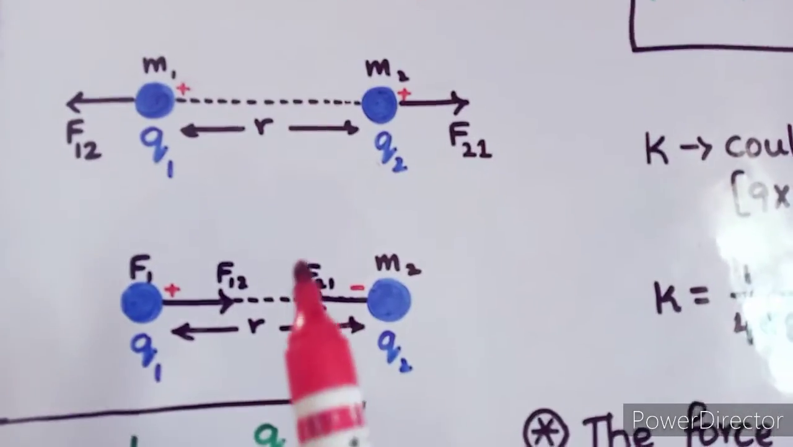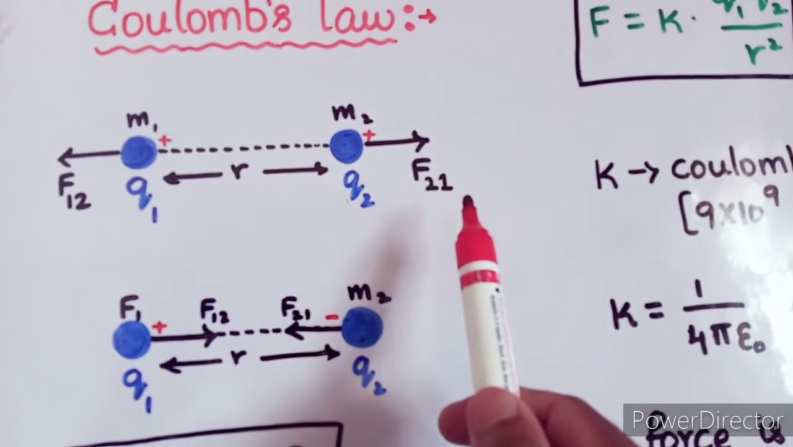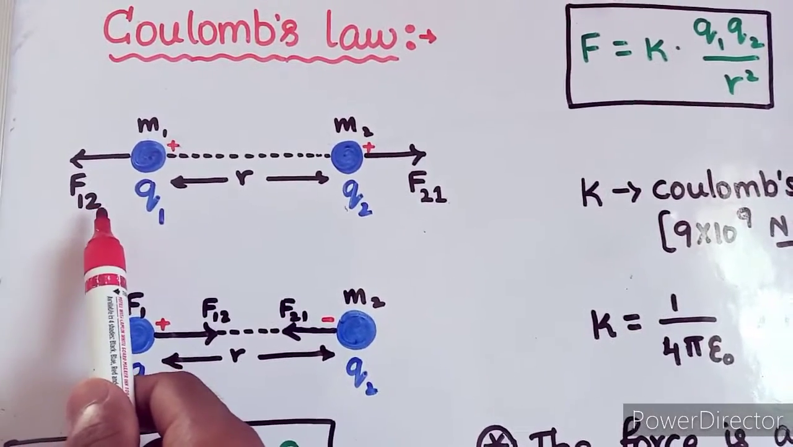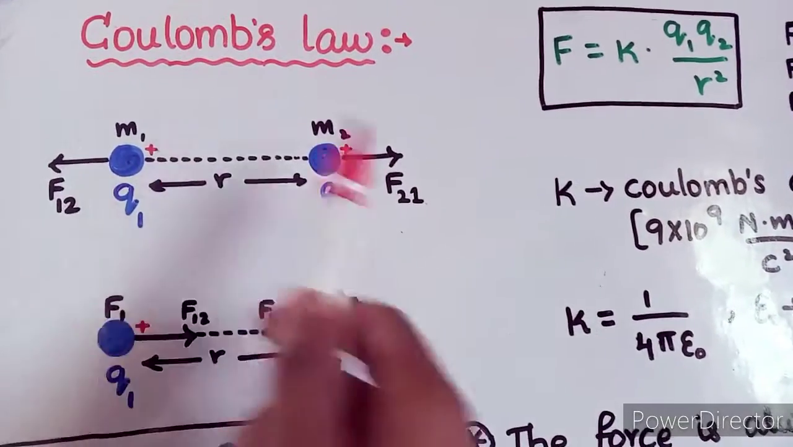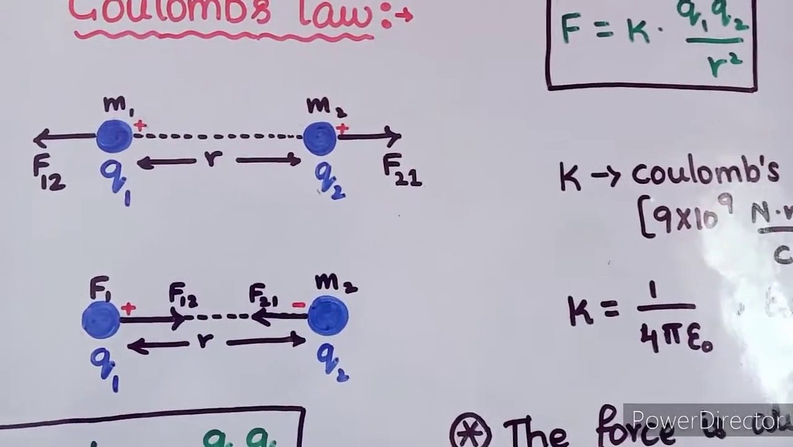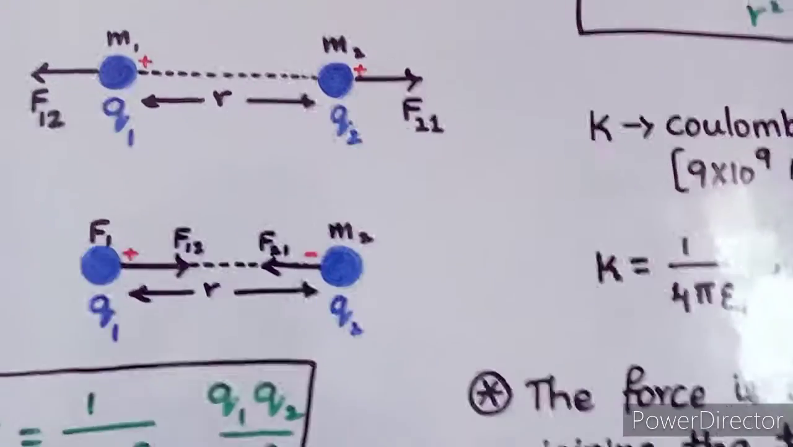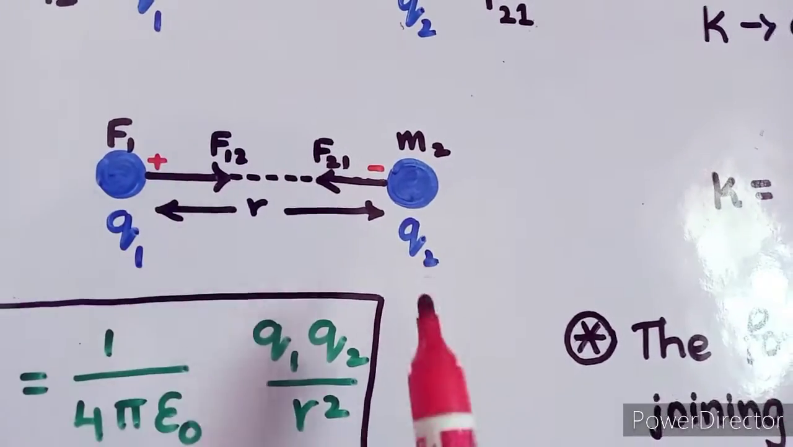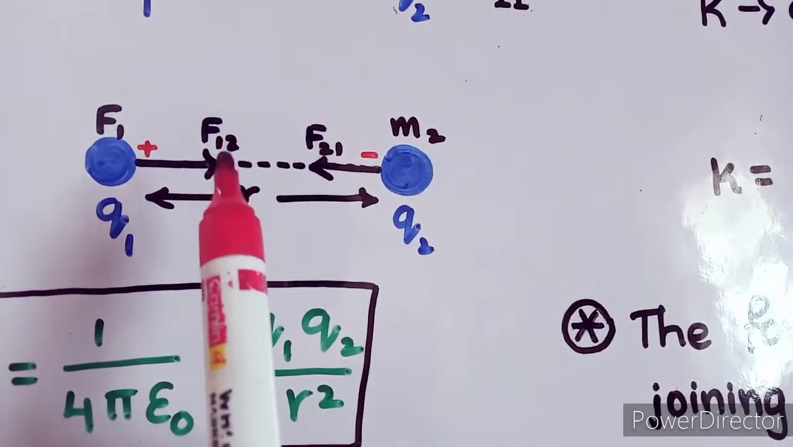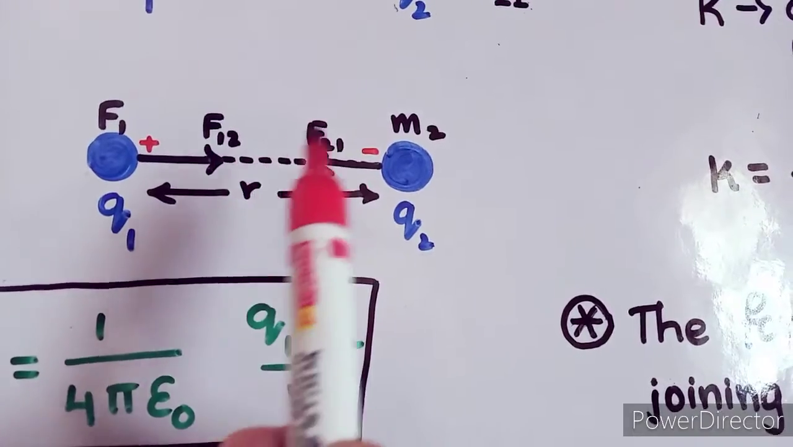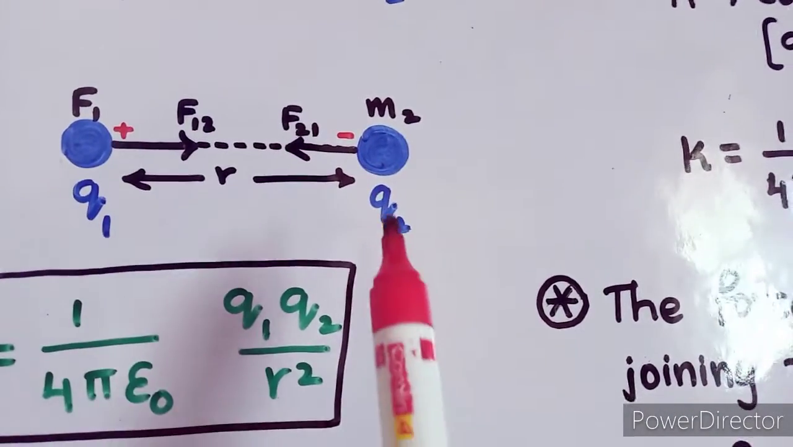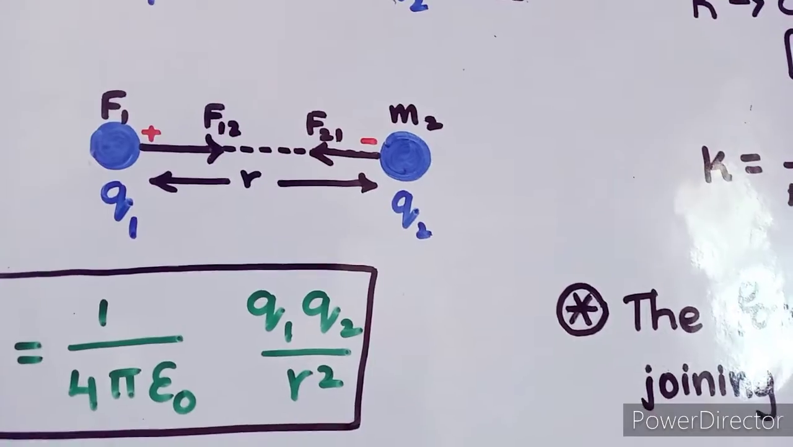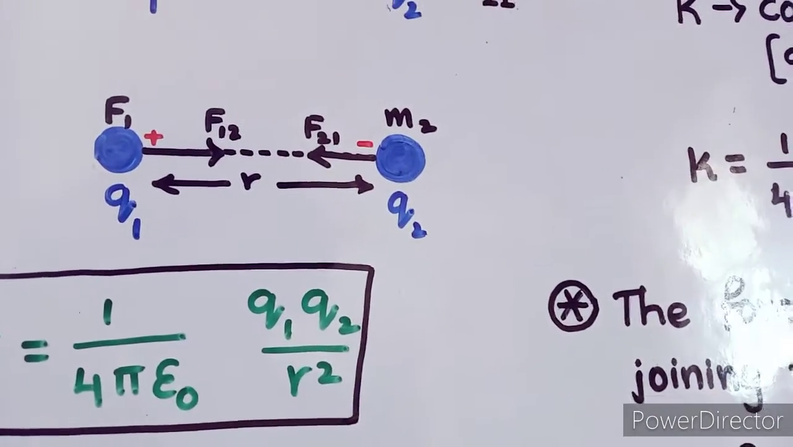opposite direction. The force on Q2 due to Q1 is F21. The force on Q1 due to Q2 is given by F12, and they will be in opposite direction because like charges always repel each other and unlike charges always attract each other. And here if you take this scenario, Q1 is positive and Q2 is negative. The force due to Q2 on Q1 is F12, and the force due to Q1 on Q2 is F21. Since they are of opposite sign, that's why they are attracting in nature.